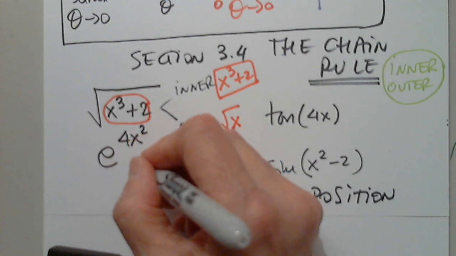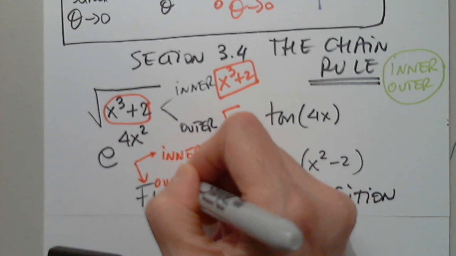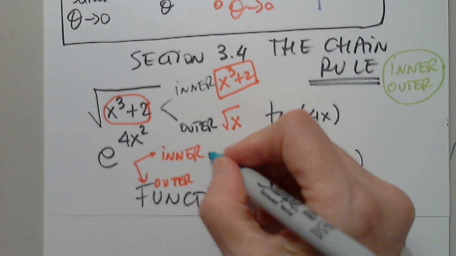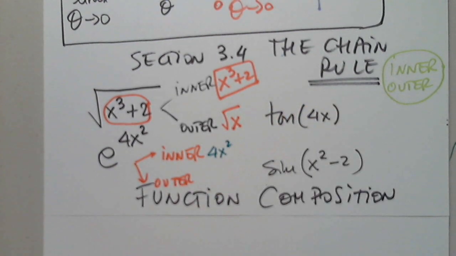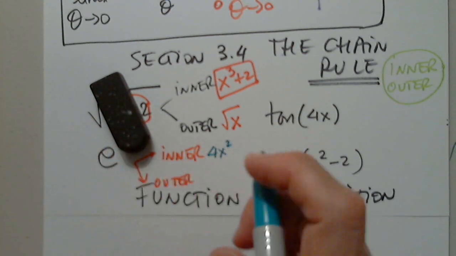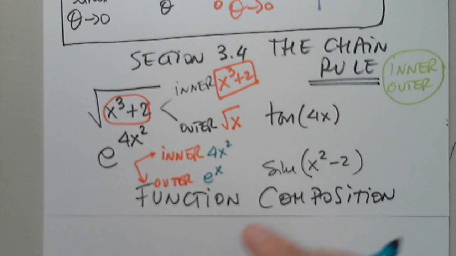Awesome. So now let's talk about this one. Inner, outer. e raised to 4x squared. Which is the inner and which is the outer? Inner would be 4x squared. Good. When I'm done and I obtain one number, which function do I apply to that one number? e to the power of x. That's it. Okay. Excellent.